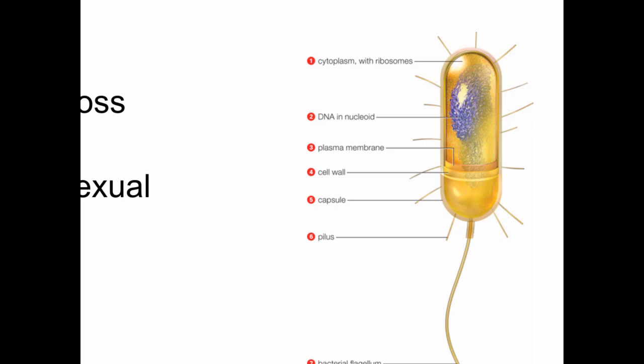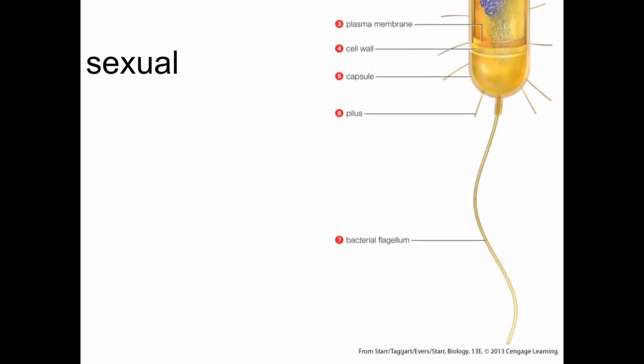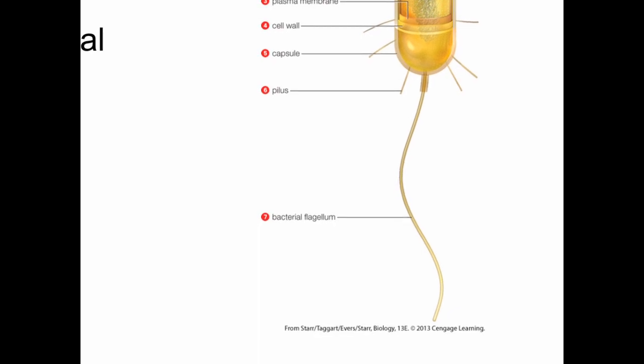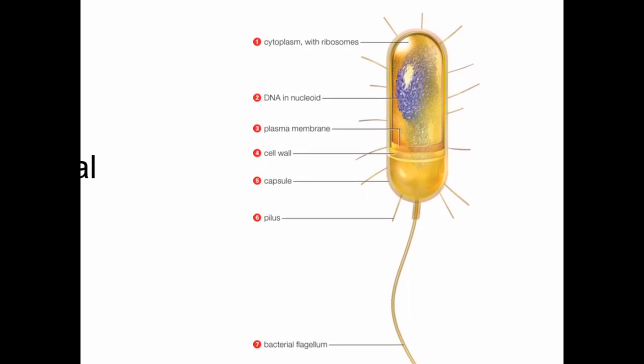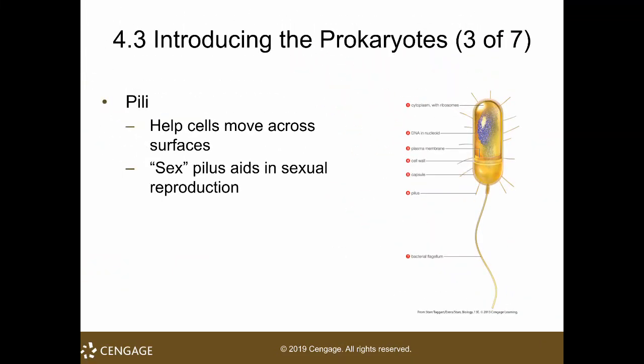You also have your pilus and your bacterial flagella. Your bacterial flagellum is for locomotion. The pili are hair-like projections, so they can be used to grab onto surfaces, or they can also be used for what's called sexual reproduction, but it's more of an exchange of genetic information, because bacteria can perform sexual reproduction through exchange of genetic information.